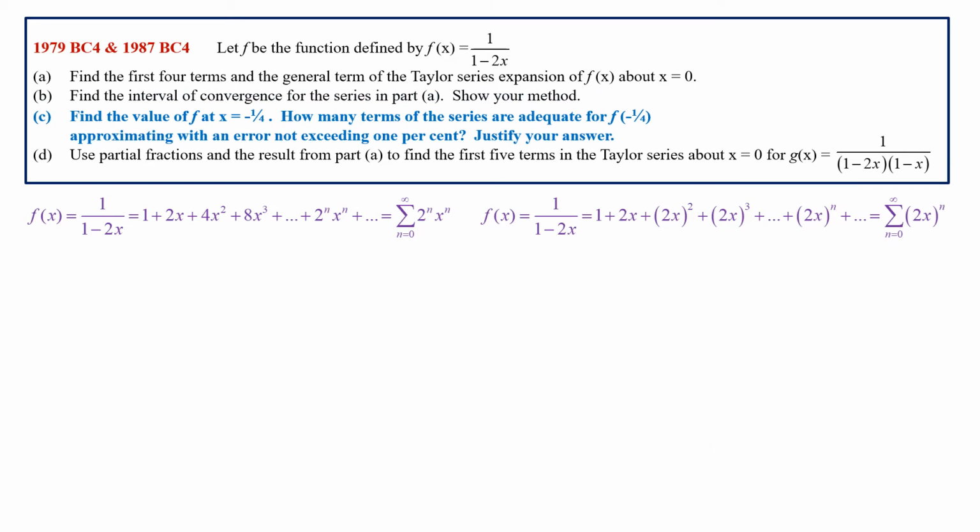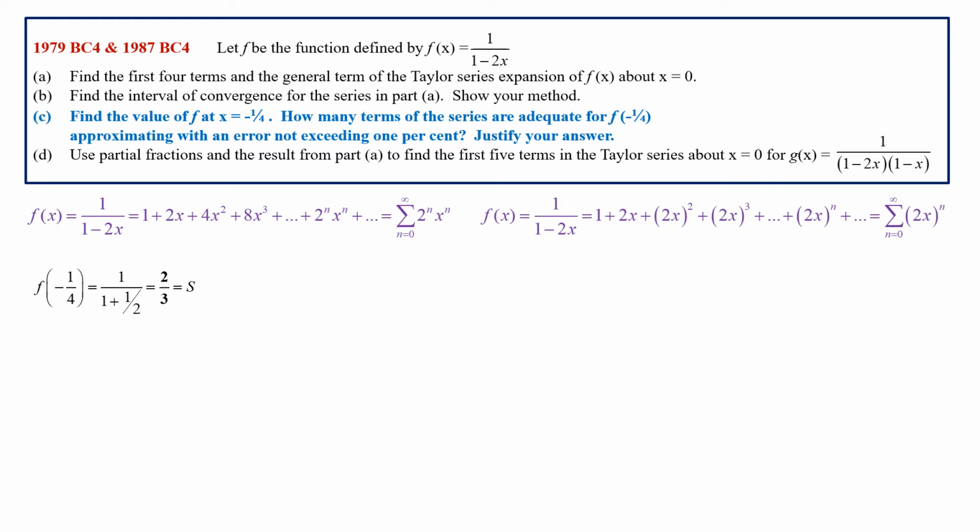Part C consists of 2 questions. First is, find the value of f at x equals negative 1/4. We can figure that out immediately by substituting negative 1/4 into x, which will then go into f of x. And so we'll go 1 over 1 minus 2 times negative 1/4. Now negative 2 times negative 1/4 is positive half. So our denominator is 1 plus 1/2, which works out to be 3/2. And when we go 1 over 3/2, we can rewrite f of negative 1/4 simply as equal to 2/3.